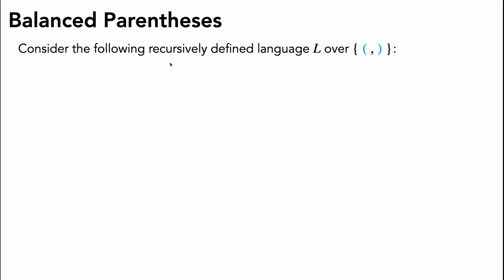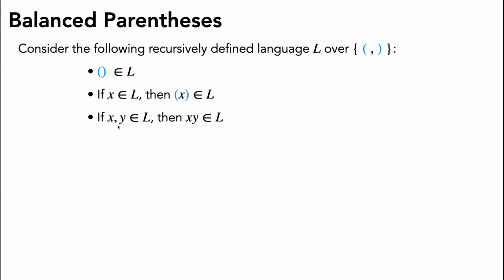So we've got a recursively defined language, which means we've got some recursive rules. The first rule is that open paren, closed paren is an element of our language. The second rule is that if we've got some string x that's in the language, then open paren x closed paren is in the language. And the last rule is that if you've got two strings, x and y, that are in the language, then by concatenating them together, xy, that string is going to be in the language.